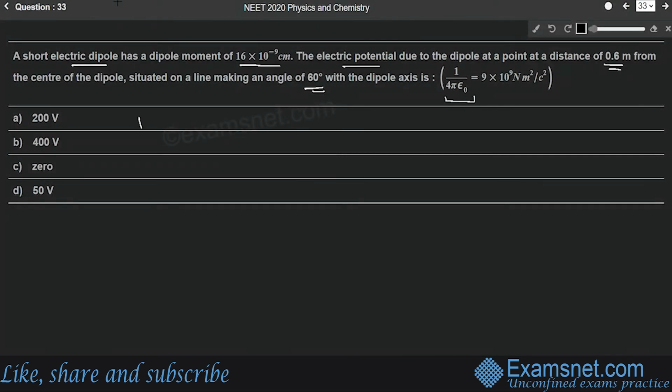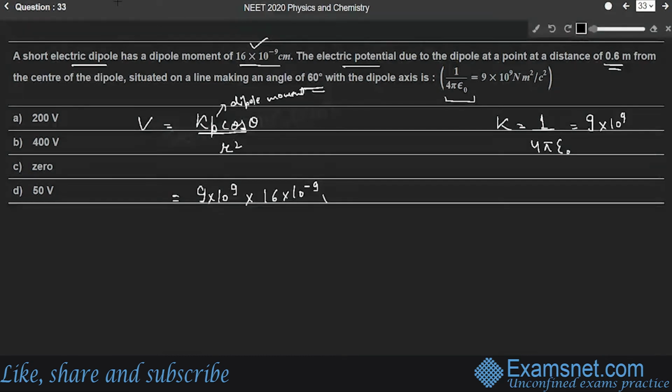Now, how can we find the electric potential? It is equal to Kp cos theta divided by r square. So K in this case is a constant that is equal to 1 by 4 pi epsilon naught. So its value is already given in the question. It is equal to 9 into 10 to the power 9. Okay. So let's put the value of K here. 9 into 10 to the power 9. Now, P is the dipole moment. So dipole moment is also given in the question. It is equal to 16 into 10 to the power minus 9 centimeter, right? So we'll write 16 into 10 to the power minus 9, and then we have cos theta.